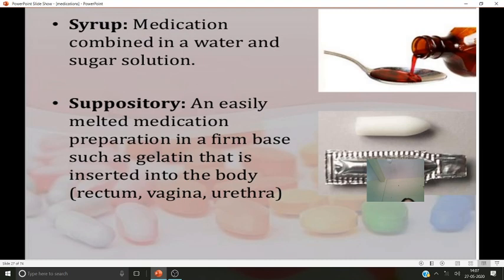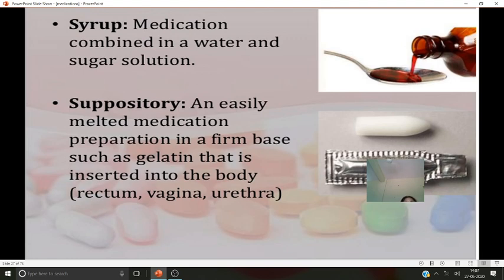Then syrup. Syrup is nothing but medication combined in a water and sugar solution. It is easy to use. We can use most syrups for children, as well as cough syrups. Okay.